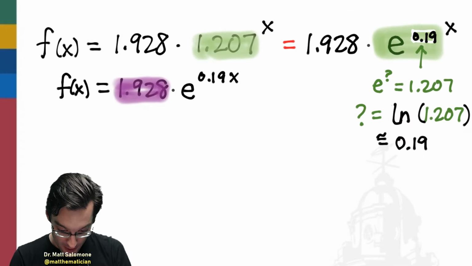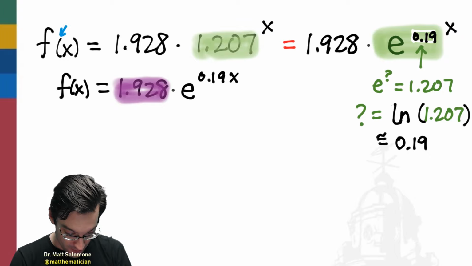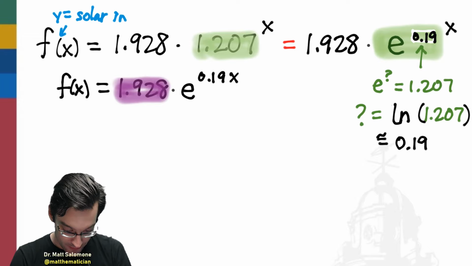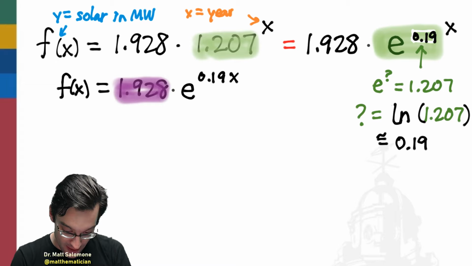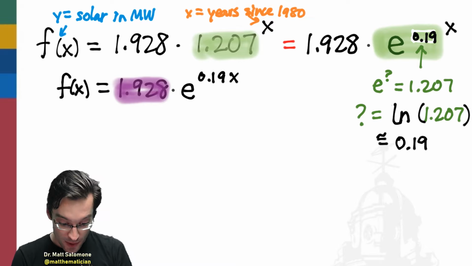So let me write that up here. My f of x value, this is y, right? This is the solar cell production in megawatts. And my value for x, this was the number of years since 1980.